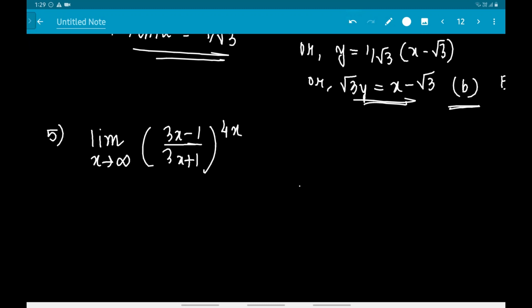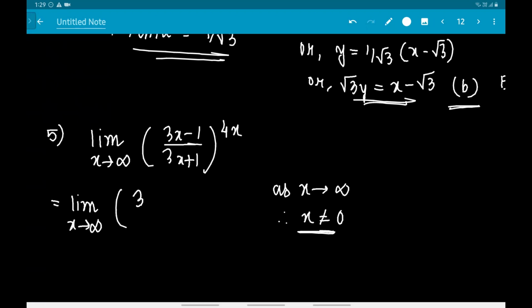Now as x tends to infinity, therefore x is not equal to 0, obviously. So if x is not equal to 0, in the next step we will divide the numerator and denominator of 3x minus 1 by 3x plus 1 by x. So we can write (3 minus 1 by x) by (3 plus 1 by x), whole to the power 4x.